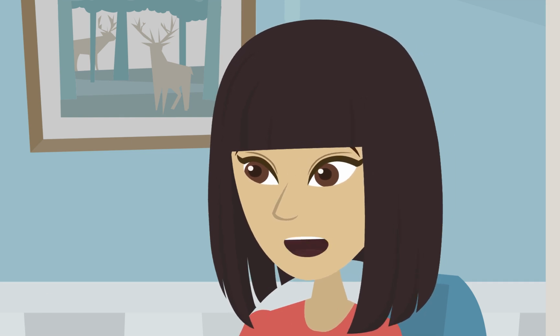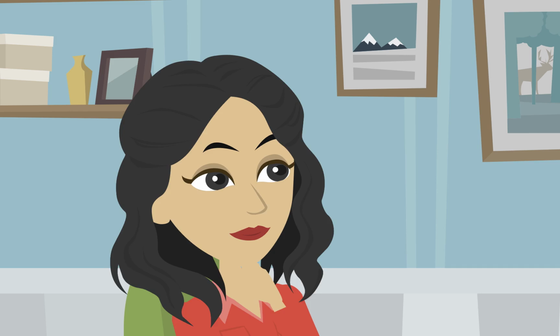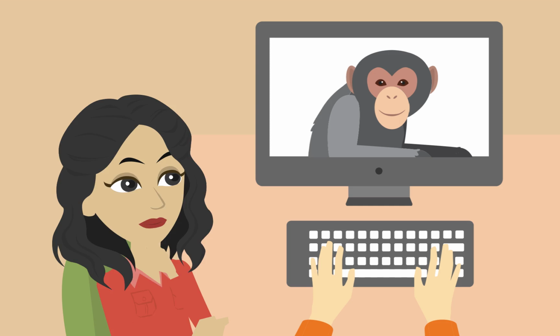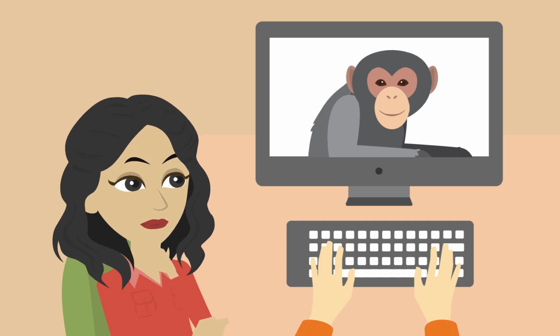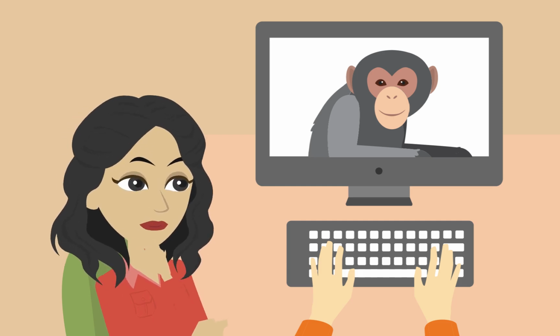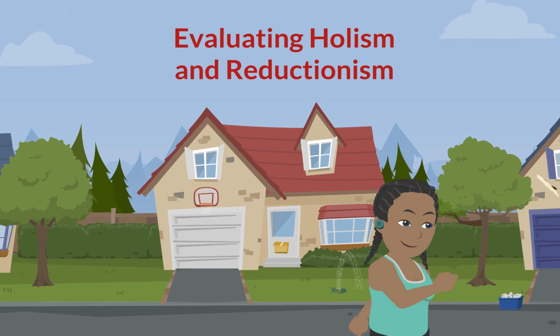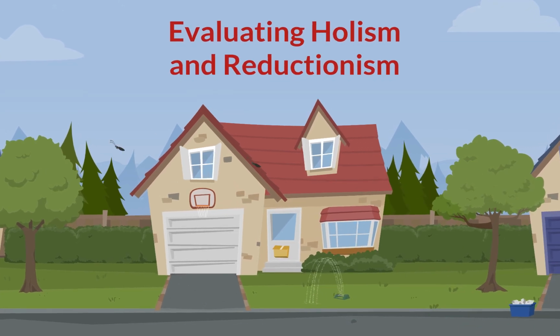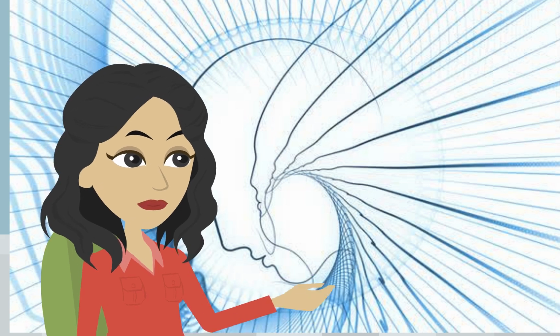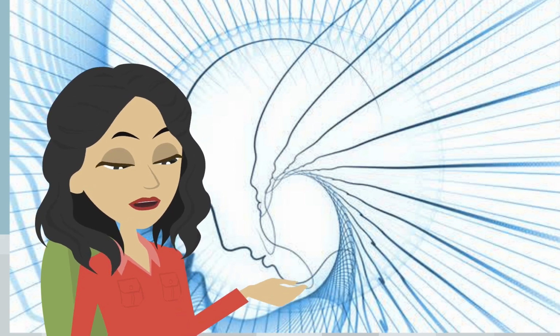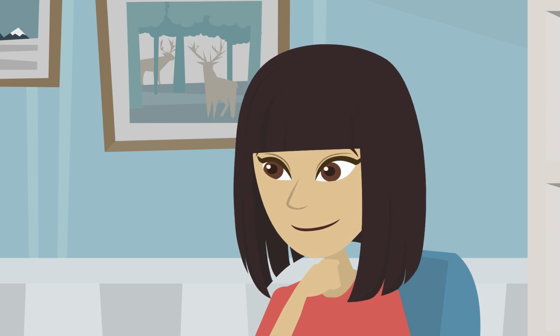So, the holistic view offers a higher level explanation of behavior, but it's less scientific than the reductionist approach? That's right. Holism is less predictive, but it doesn't ignore the complexity of human behavior, which is an advantage. Evaluating holism and reductionism. Reductionism is the idea that complex phenomena can be explained by breaking them down into their simpler components.